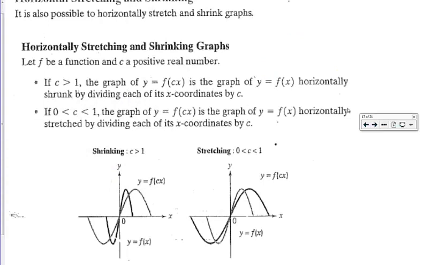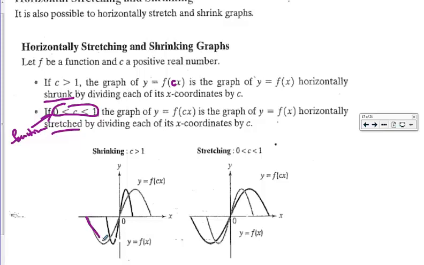Okay, so this is similar to that vertical shrinking or stretching, except it's horizontal, and in this case, you have the constant being multiplied on the inside there. So if it's on the inside, not multiplied on the outside times the whole thing, but just on the inside by x, if it's greater than 1, it's going to be horizontally shrunk. So it's going to be compressed inward. If it's between 0 and 1, that's a fraction, it's going to be horizontally stretched.